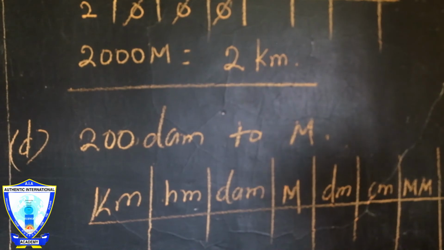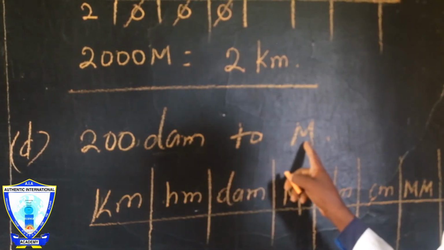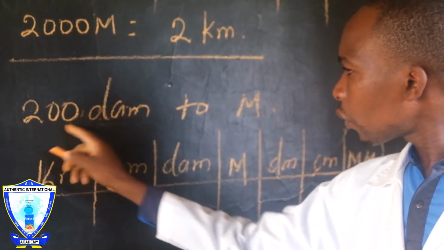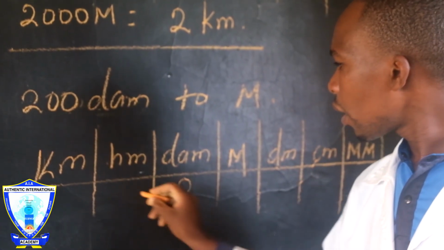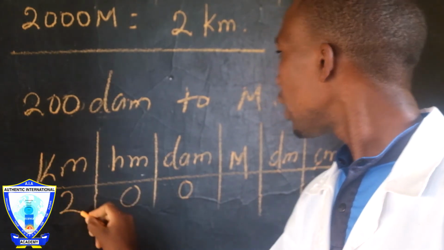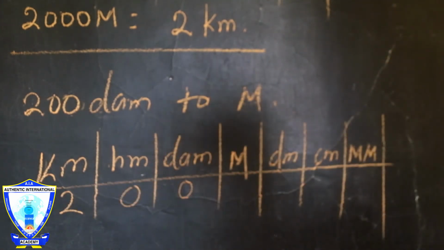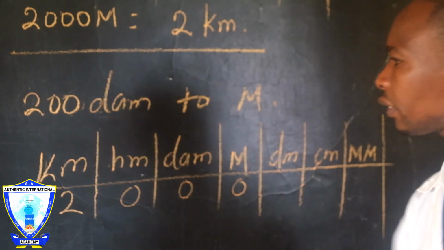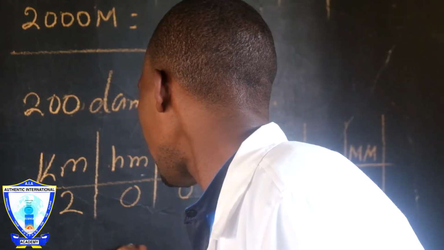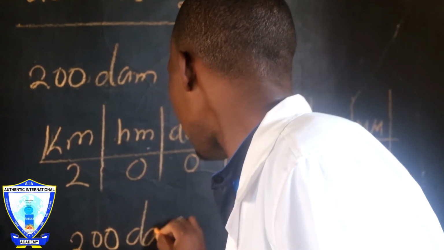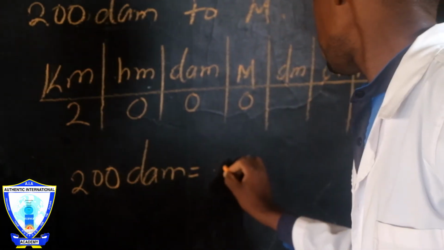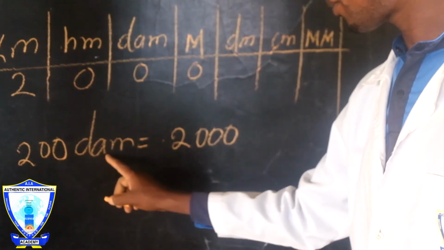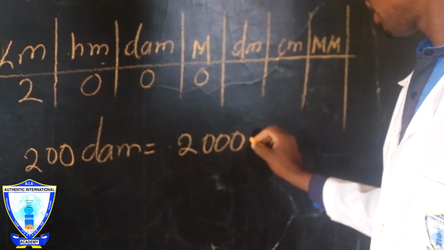What are we changing? Decameters to meters. So, I will put 200 under decameter, 0, 0, 2. They want my answer in meters, so I will simply add 0 to meters. This implies that 200 decameters is the same as 2,000 meters.